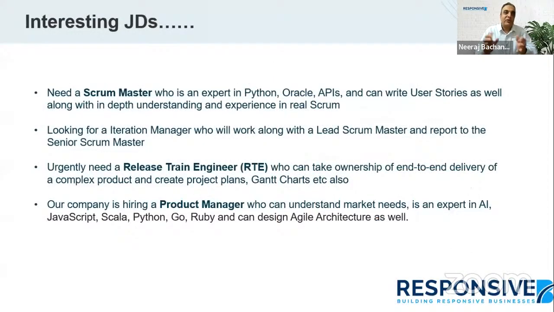Now, I'm sure you must have seen, sometimes even applied for, a position with what I typically call a very interesting JD published by an organization. The very first one says, we need a Scrum Master who's an expert in Python, AI, Oracle, and all sorts of technologies, and also is able to write user stories very well. Or the concept of an iteration manager who would work along with a lead Scrum Master and then report to a senior Scrum Master, or an RTE who's being asked to take end-to-end delivery accountability and responsibility, and also create project plans. And sometimes I see product managers being asked to have expertise in coding and also work on agile architecture as well.